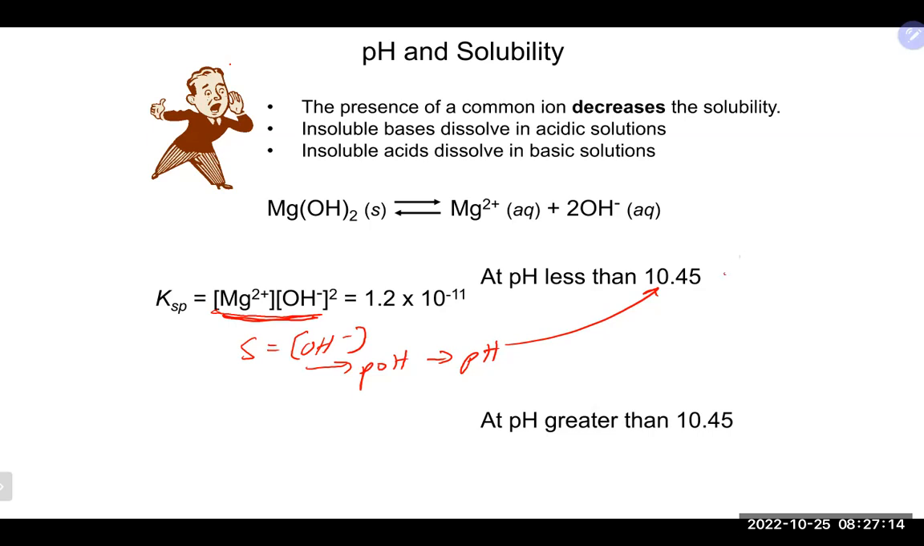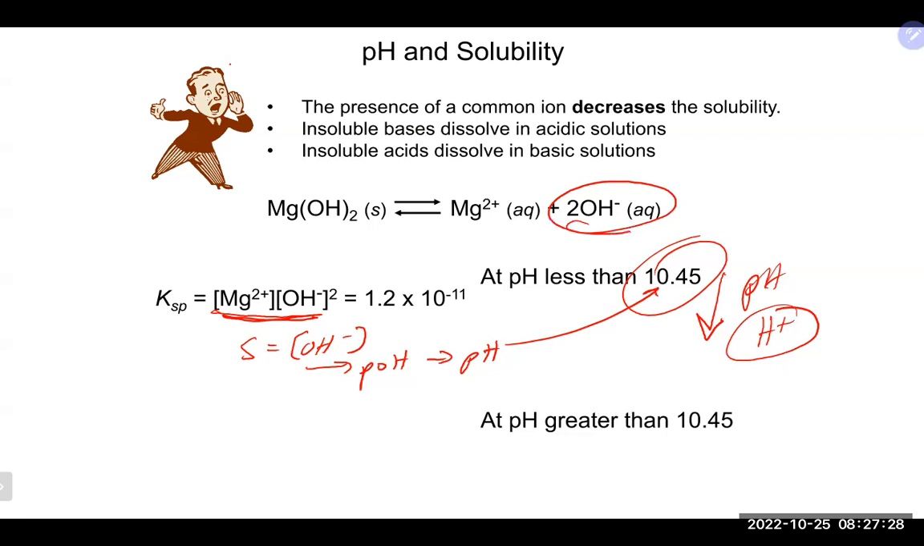So if we lower the pH below, say, that 10.5 threshold, as we talked about, you would need to add an acid, which means you're essentially adding H plus. The H plus and the OH minus would come together to make water. And what we would essentially be doing is removing the OH minus. Based on Le Chatelier's principle, that's going to cause the equilibrium to shift to the right, and it actually will increase the solubility of that salt by lowering the pH below 10.45.